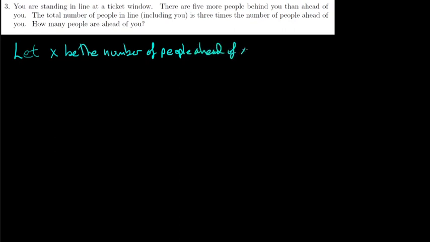Okay, so this is a little bit of a tricky one. So let's go through it carefully here. How many people are ahead of you? That's what they're looking for. So let x be the number of people ahead of me. Right. And even though they don't ask this, we need to figure out how many people are behind us as well. So let's call that y. y is the number of people behind us.